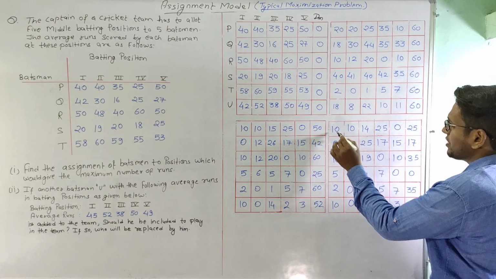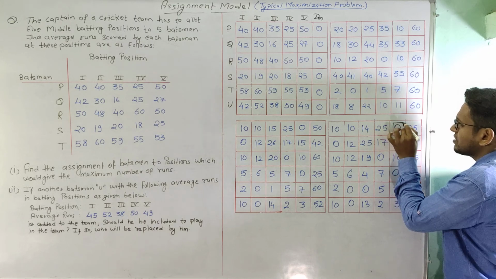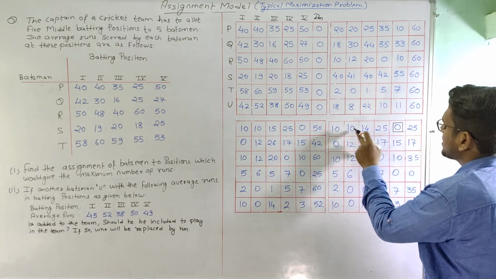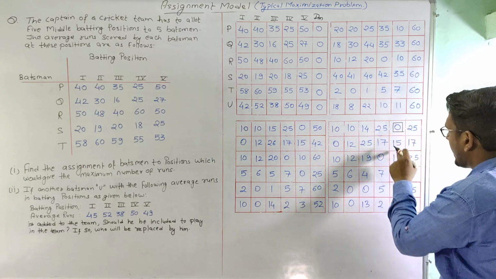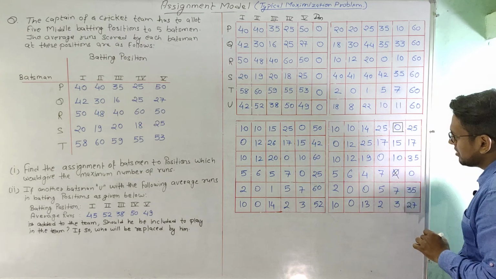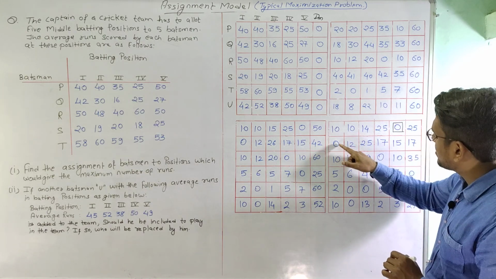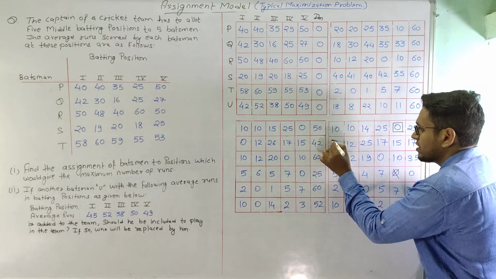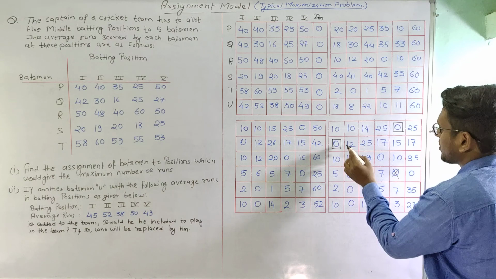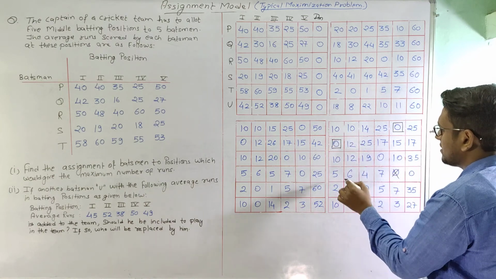For row 1, we can see that there is a single zero here, so we will assign this 0, and once this 0 is assigned, no more assignment can be done in this row and in this column. That means this 0 will be crossed out. Now moving on to row 2, we have a single 0 here, so again we will assign this 0, and once this 0 is assigned, no more assignment can be made in this row and in this column.